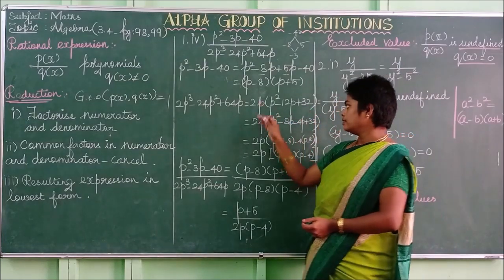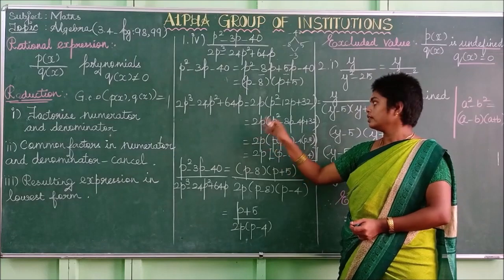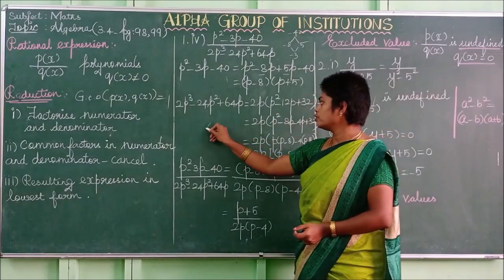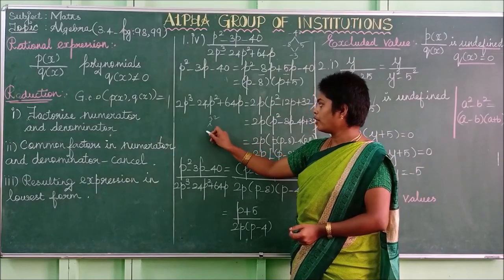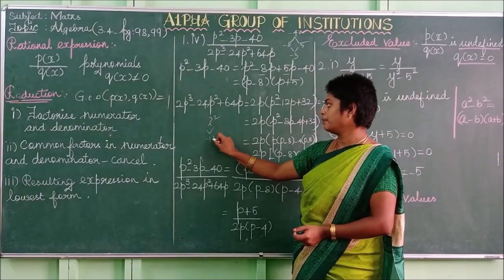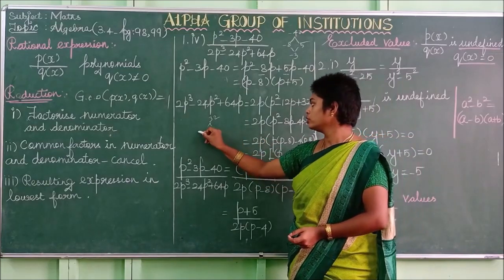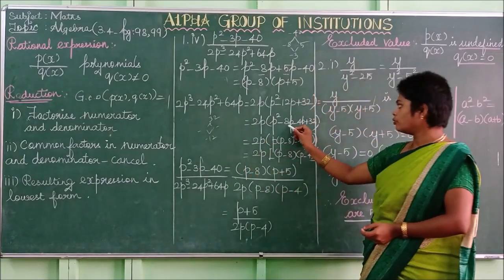Then listen, write the same 2p. Then check with this number. If you multiply two numbers, you will get 32, and if you add them, you will get minus 12. So here positive and here negative, so the two values will be negative. What are the two values?